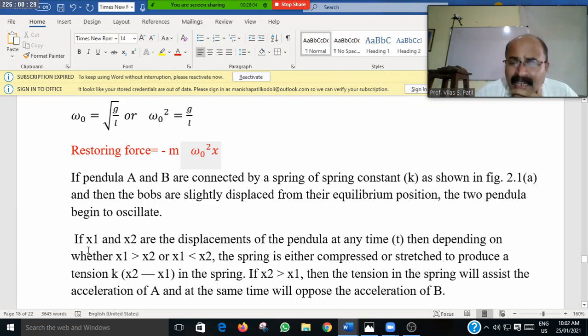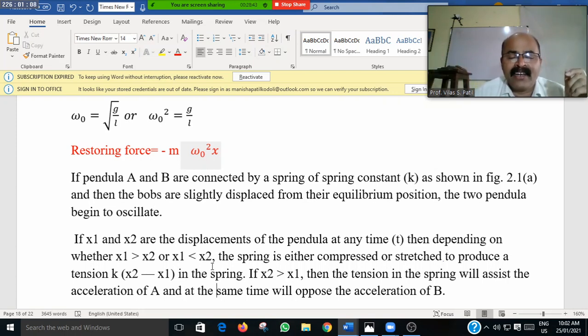If x1 म्हणजे काय आहे, A ची डिस्प्लेसमेंट, x2 काय आहे, B ची डिस्प्लेसमेंट आहे. x1 is the displacement of A, x2 is the displacement of B, and if x1 and x2 are the displacement of the pendula at a time t, then depending upon if the x1 is greater than x2 or x1 is less than x2, दोन कंडिशन आहेत. कंडिशन आहे if x1 is greater or if x2 is greater.